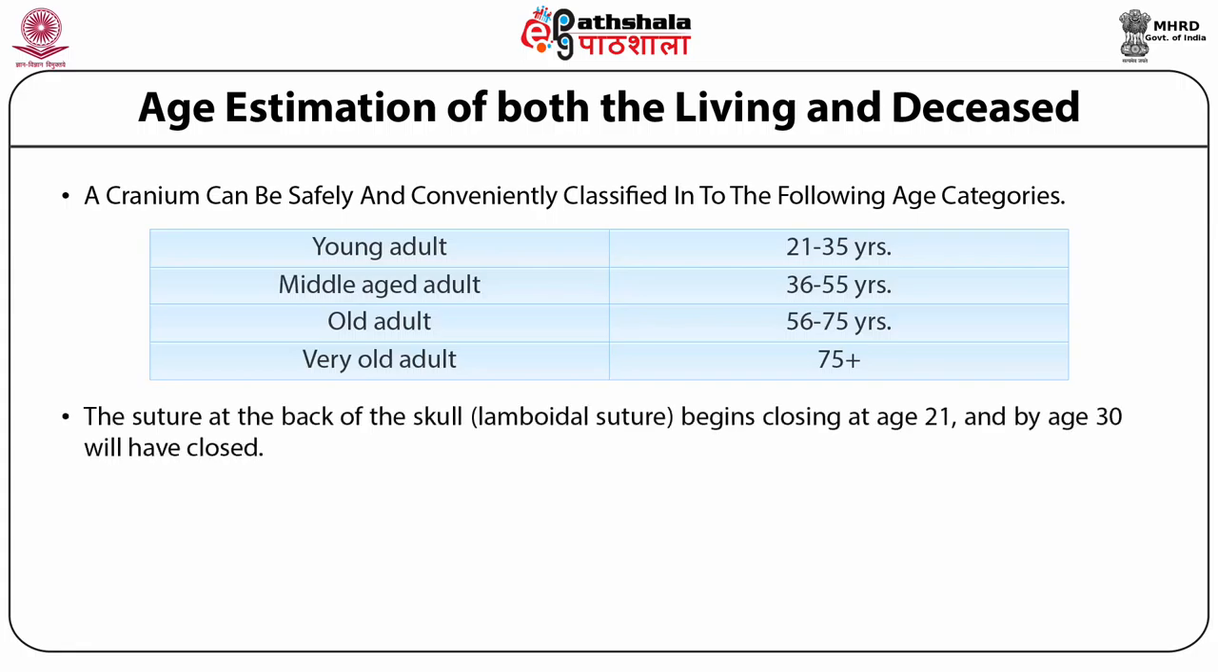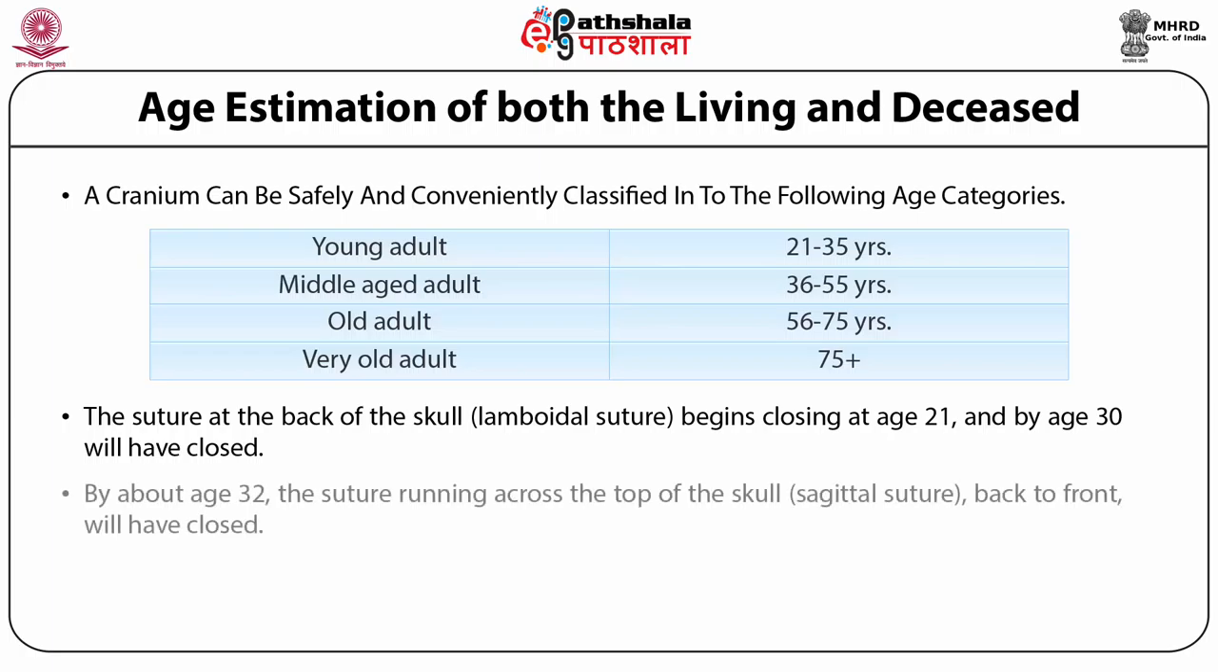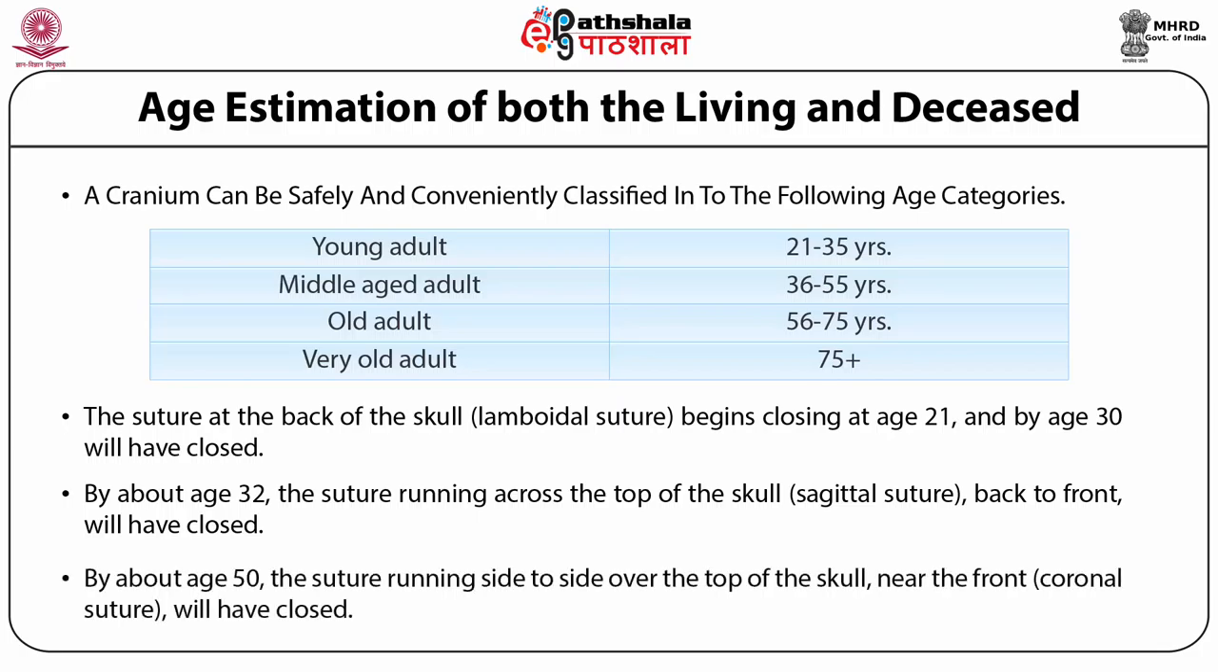The suture at the back of the skull, that is the lambdoid suture, begins closing at the age of 20 and by age 30 would have closed. By about age 32, the suture running across the top of the skull, that is the sagittal suture, back to front, would have closed. By about age 50, the suture running side to side over the top of the skull near the front, that is the coronal suture, would have closed.